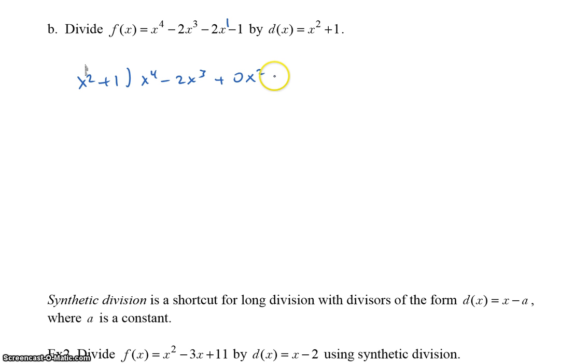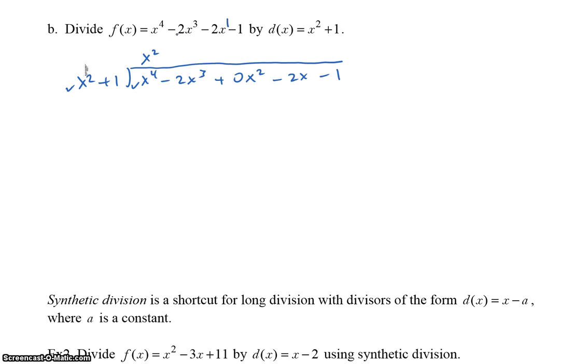Then minus 2x, then minus 1. And put our quotient over the top. And then we look at x squared, and we ask, what do we need to multiply it by to get x to the fourth? That would be x squared, and that would be your first term in the quotient, x squared.